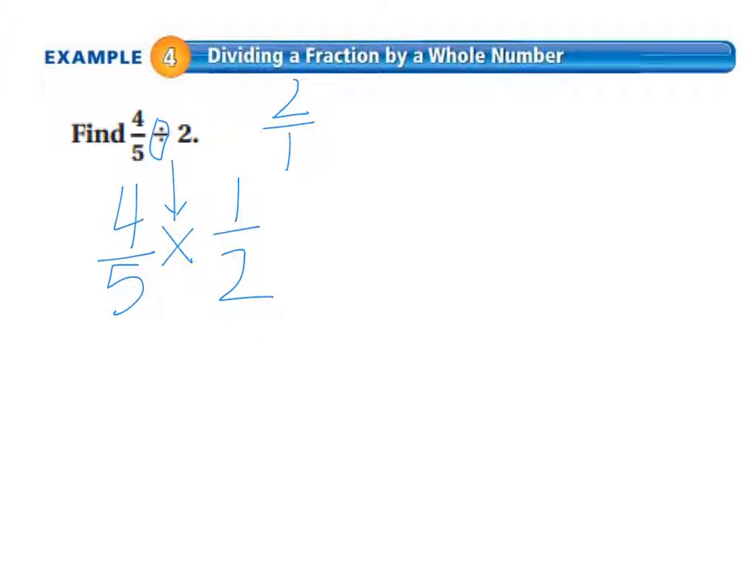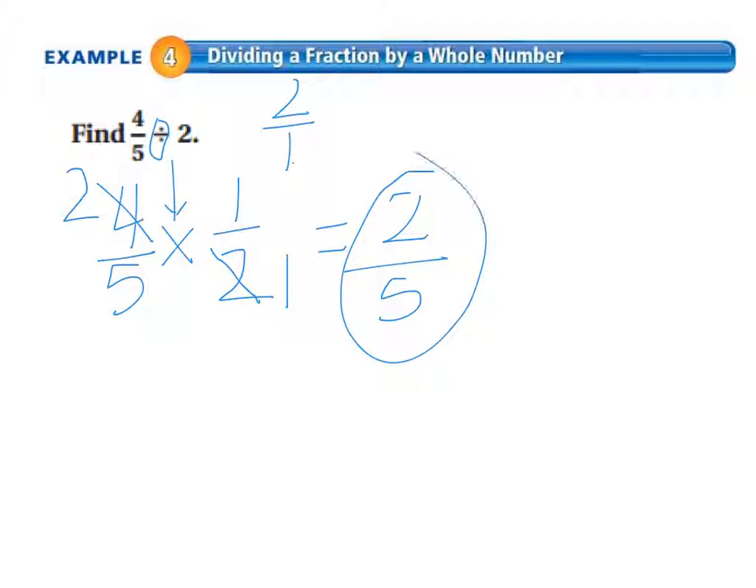2 and 2 over 1 are the same thing. I just wrote it as an improper fraction so that we could easily see that when it's flipped it becomes 1/2. Common factor of 2 here, so 2 divided by 2 is 1 and 4 divided by 2 is 2, and now I can multiply. 2 times 1 is 2 and 5 times 1 is 5. 4/5 divided by 2 is 2/5.